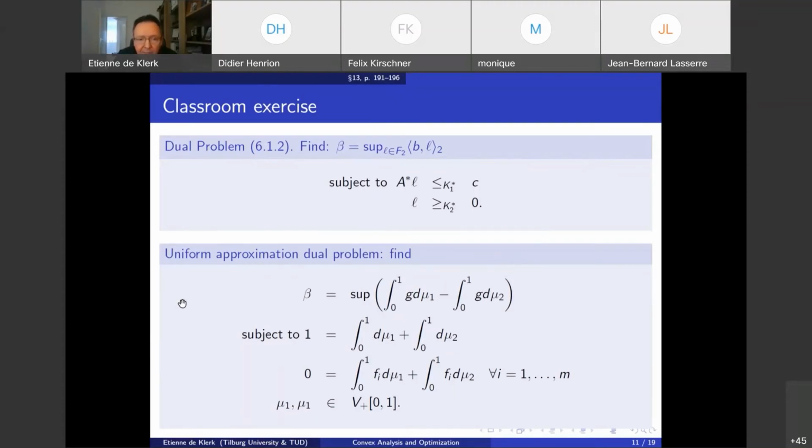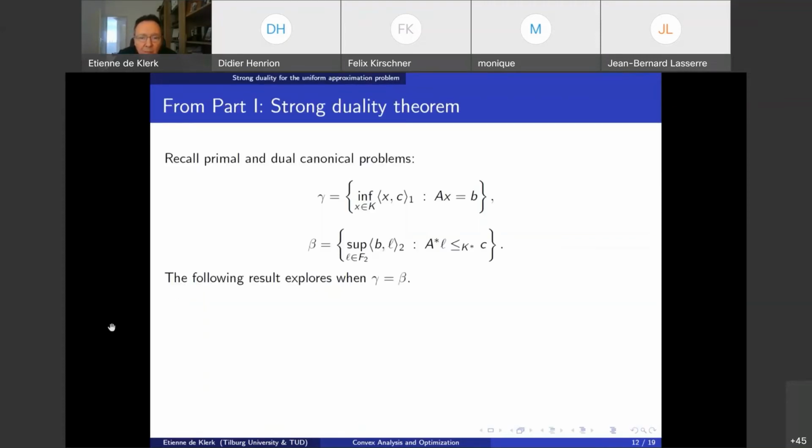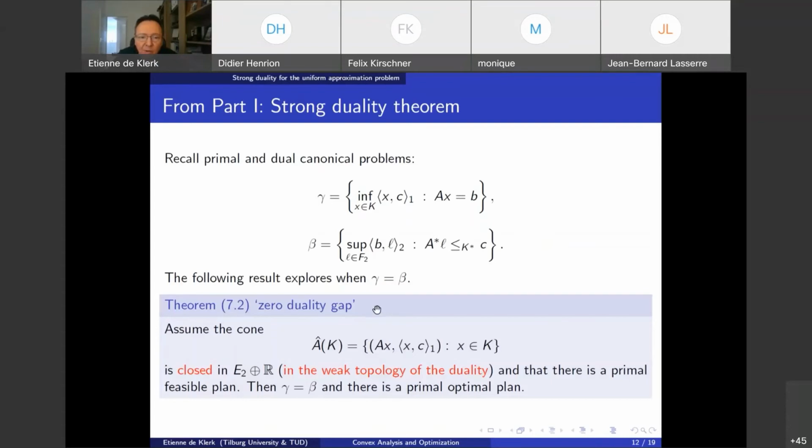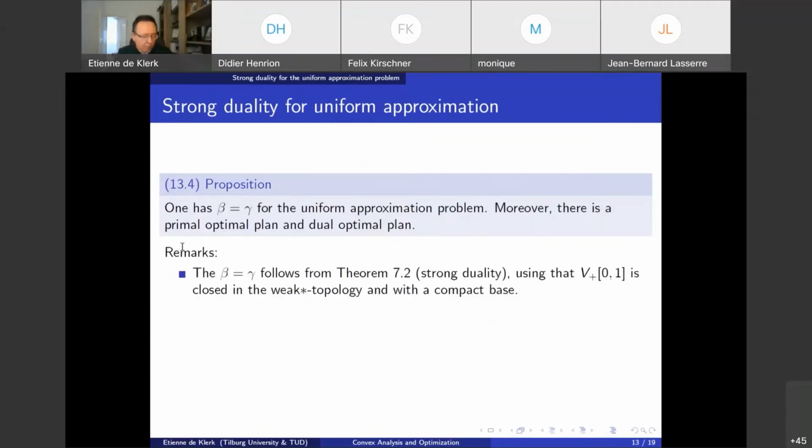And now the next thing I want to discuss is what does strong duality look like? For the canonical problems, we had this result that we will have strong duality if a suitable cone is closed in the weak topology of the duality. So let's look at what this looks like here. One can show that for this uniform approximation problem, the primal and dual optimal values are equal, and moreover, there is both a primal optimal plan and a dual optimal plan.